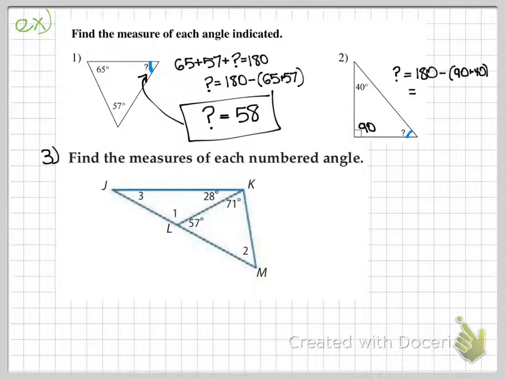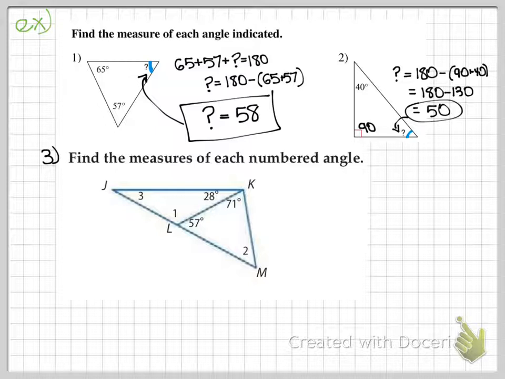So that's equal to 180 minus 130, because 90 plus 40 is 130. So there, our missing angle has to be 50 degrees. Now, I want to stop for a minute. I want to point something out here.